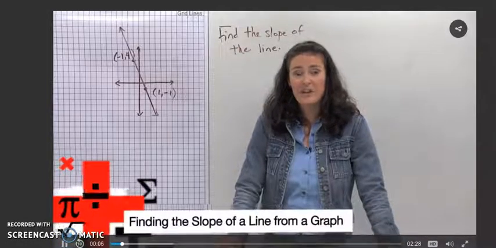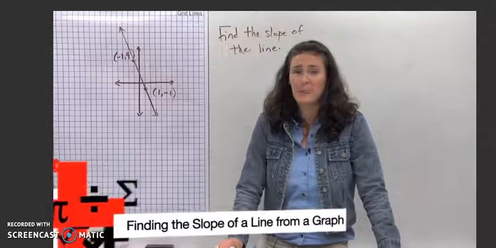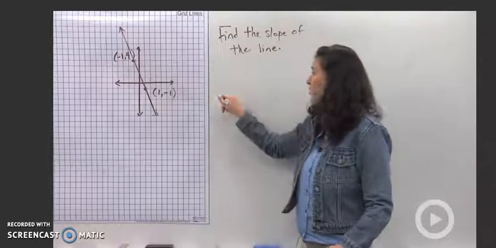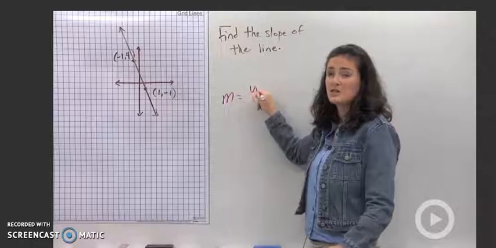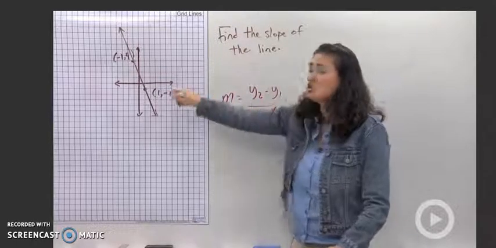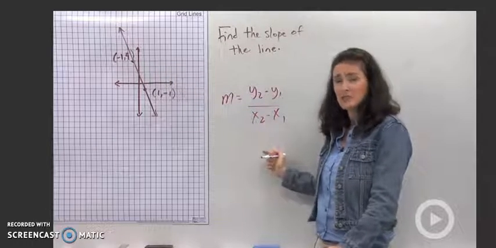Sometimes you're given a graph and you're asked to find the slope of the line. There's a couple different ways to approach it. A lot of you guys will know this formula where slope is equal to the change in y on top of the change in x. And if you have 2 points, this formula is really easy.